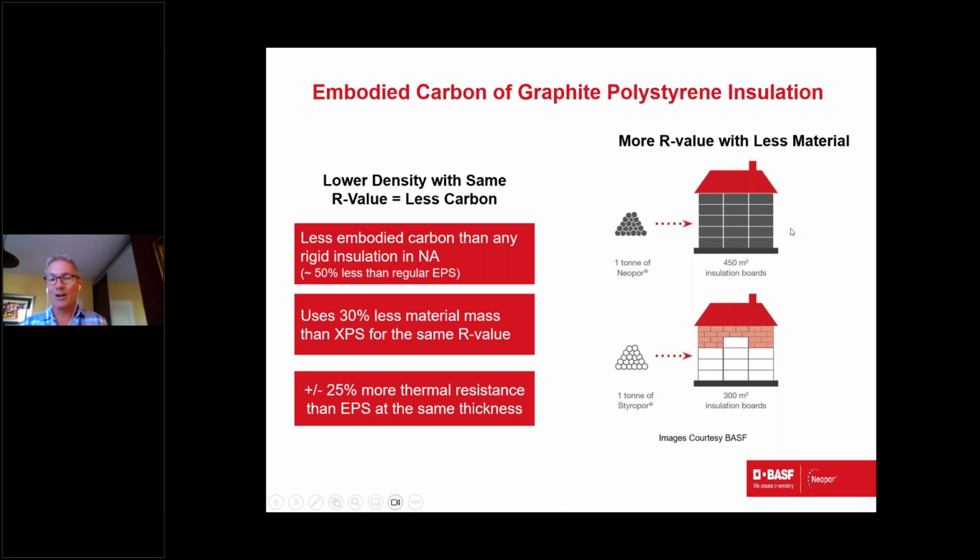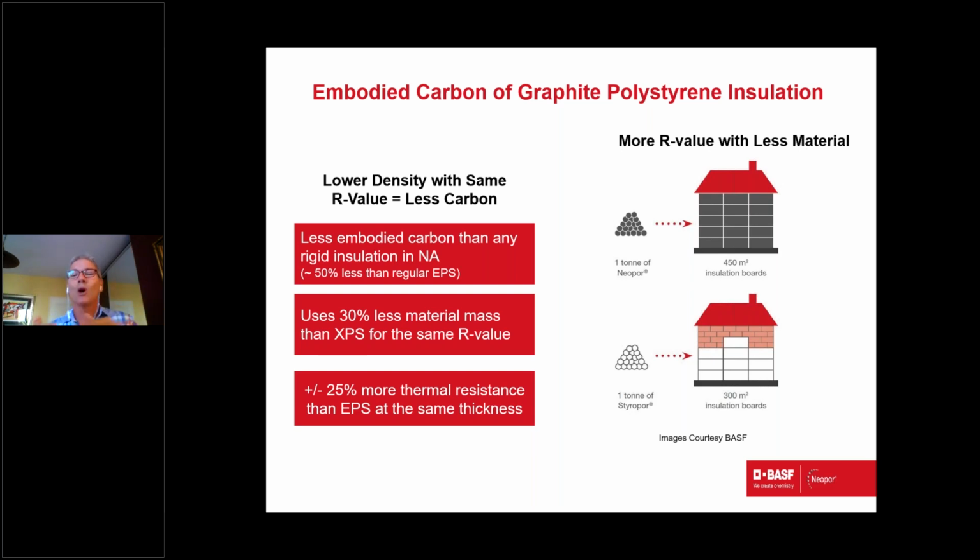You have a lower environmental footprint, right? So that's kind of as we go over here to the left-hand side where you see lower density, sometimes with the same R value also means less carbon. So comparing the gray EPS foam to the white EPS foam without the graphite in it, the gray foam has about 50% less carbon embodied content. So that's really amazing. So that's kind of the idea.